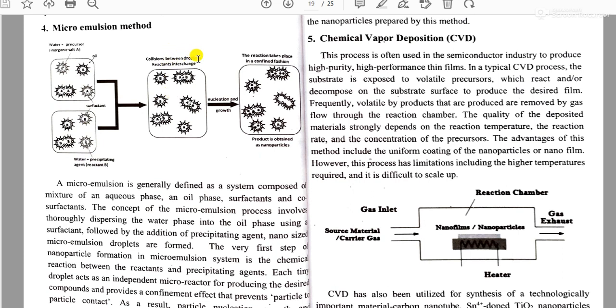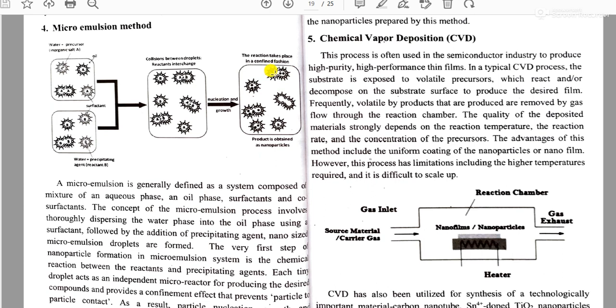So the collision between droplets allows the reactant interchange within these micro particles. Okay, so you can see that when the collision occurs, the surfactants will rearrange to form these small micro reactors, and inside these reactors collision of these reactants A and B will occur, and in the next step nucleation and growth occurs. Then finally you will get these nanoparticles inside these small micro reactors, that is inside these surfactants.